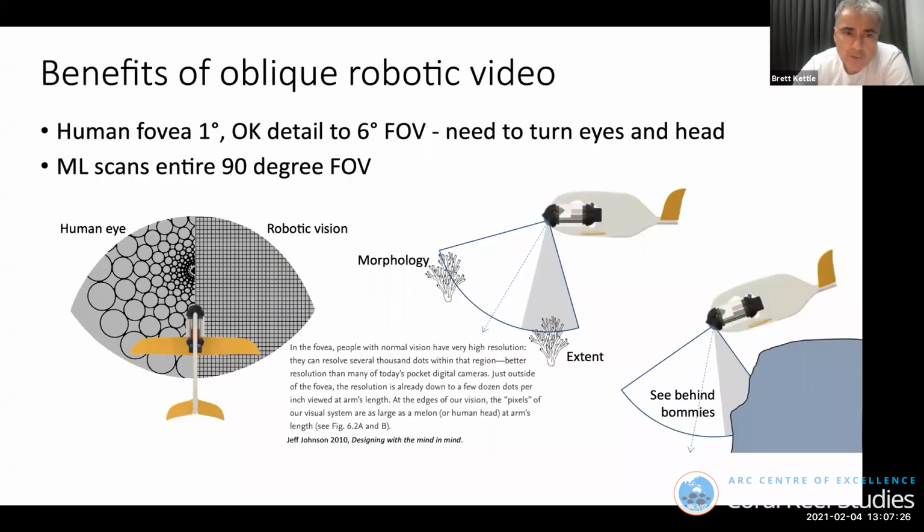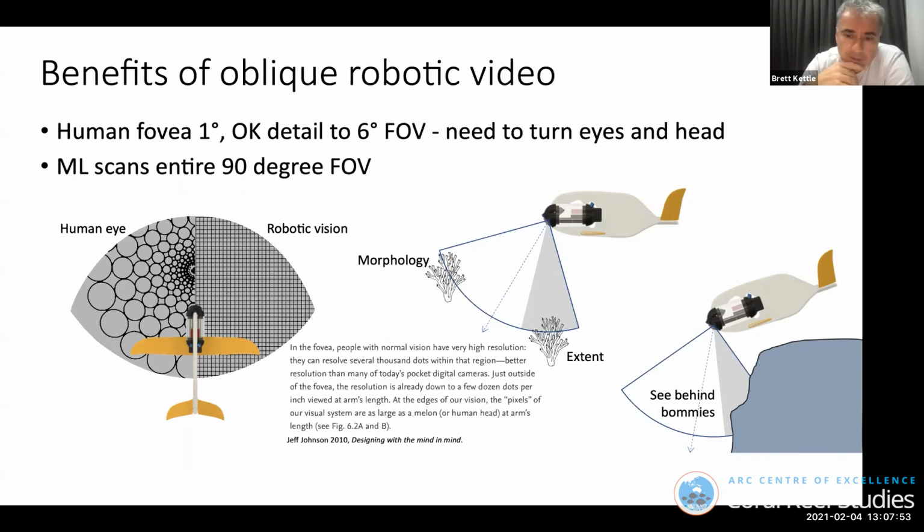The human eye is great, of course, and very, very good in that central 1 degree or so, and pretty good out to about 6 degrees. But beyond that, we have to turn our head and scan the horizon or scan our setting to be able to see in that amount of detail. Of course, the robotic vision thing can do it across the entire field of view the entire time.